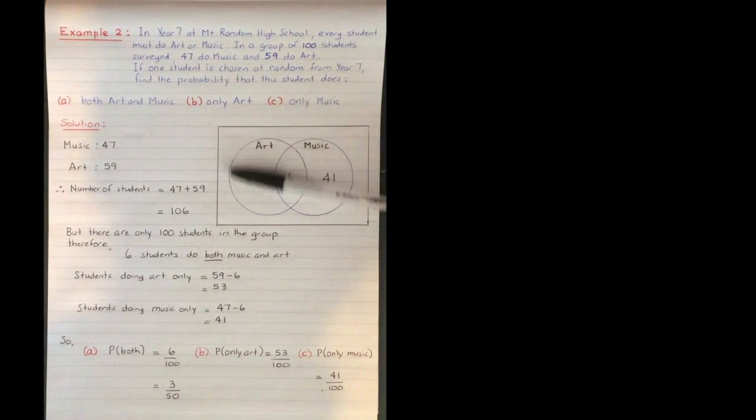So you set up a Venn diagram. It's probably the best way to help you along in this question. Overlap your art and music, because obviously there are students doing both subjects. So you're going to put 6 in the middle. You start off with that, with 6 in the middle, and then you work out how many only do art and how many only do music.